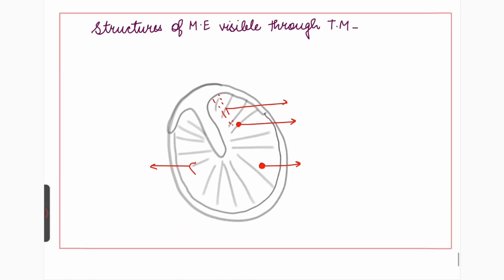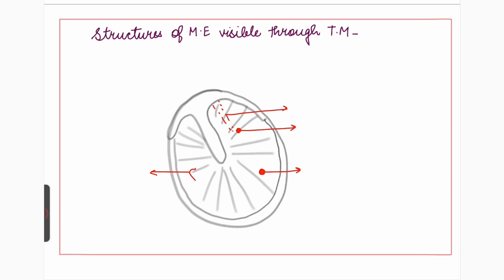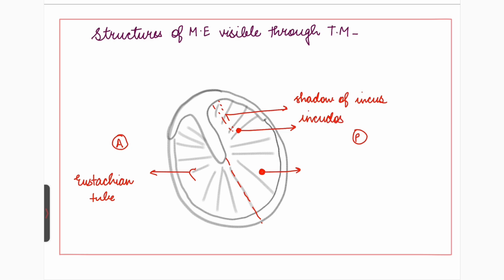Next, we will look at some structures of middle ear which are visible through the tympanic membrane. In the anterior side, we can see the opening of eustachian tube. Note that this is seen very rarely, okay? We can see the shadow of incus, then next we can see incudostapedial joint, and lastly we can see the shadow of the round window.